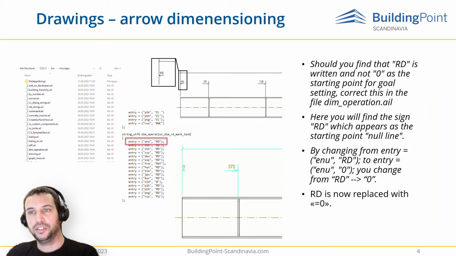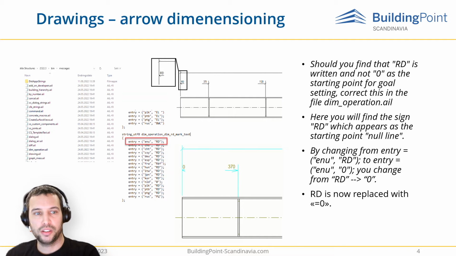Sometimes you can encounter that when doing dimension lines, the first point is set to RD and not 0. That would make more sense with a 0. You can go to your dimensions operations files. They are inside the message installation folder in Tekla Structures.